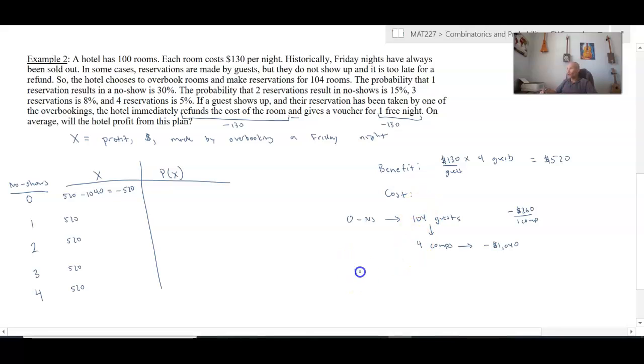Now, if there's 1 no-show, that means there are 103 guests that arrive, which means they're going to have to give 3 comps, which is going to cost them 3 times negative 260. And 3 times negative 260 is negative 780. So this is going to cost them $780. So they still lost money. They didn't lose quite as much though.